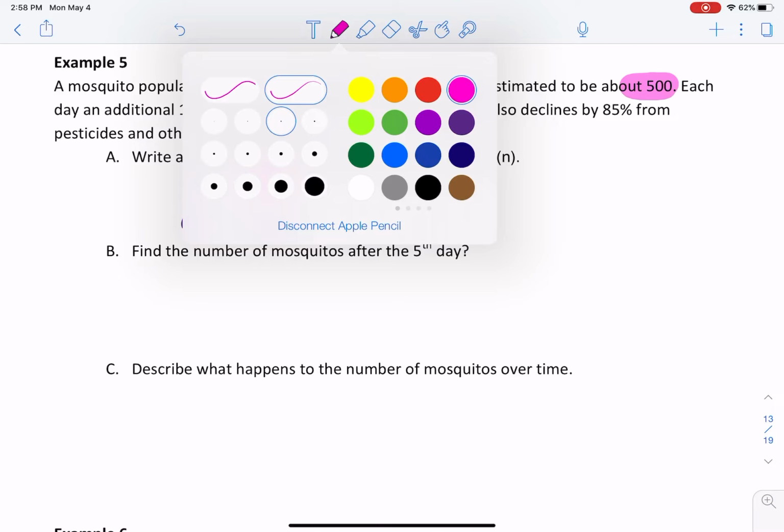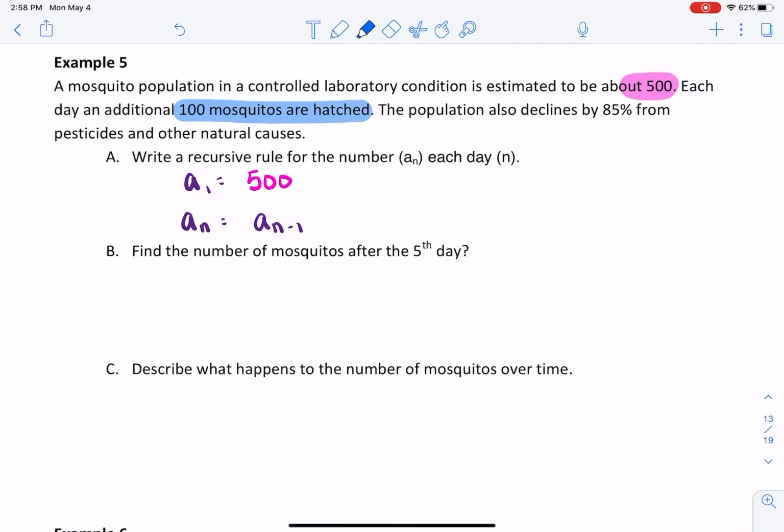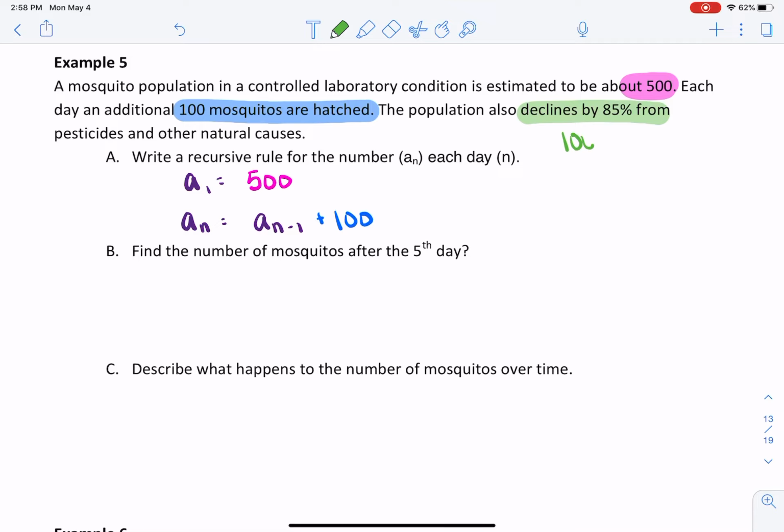Now, something else that it says is that each day an additional 100 mosquitoes are hatched. So that to me sounds like addition. We're adding 100 each day. But something else that it says is that the population also declines by 85%. So that's some multiplication there. So the way that you do that is you want to take 100 minus 85%, and that's 0.15. So you're going to have to do that on your test too. You're going to have to do some subtraction to find this number. So that goes out front here. Okay, so we wrote our rule.